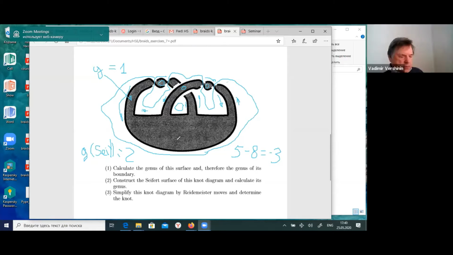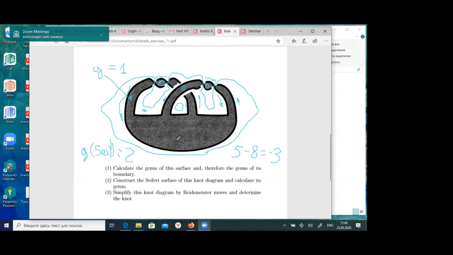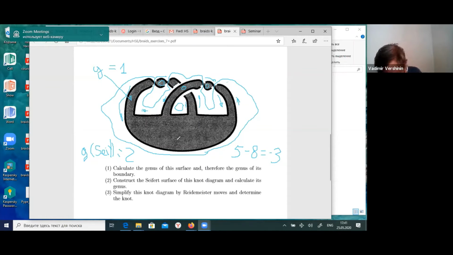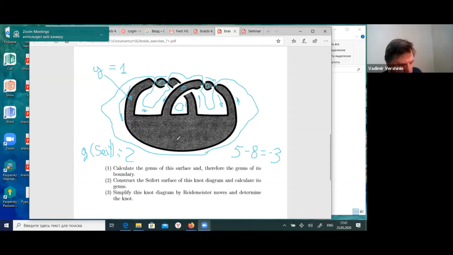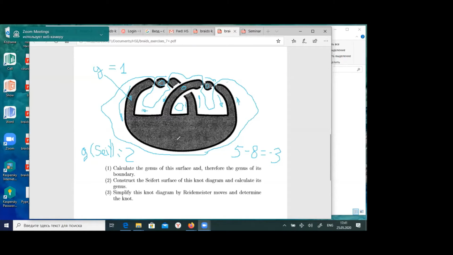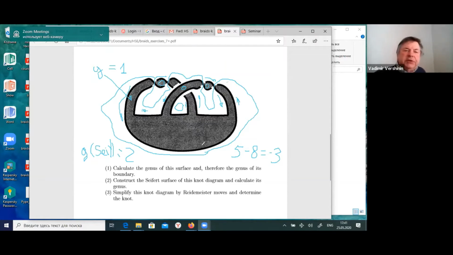I think it, and I draw what happened for the Seifert surface in this construction under the Reidemeister move. I think that genus can change. I'm sorry, I'm not right in the last. It's okay. It's okay.